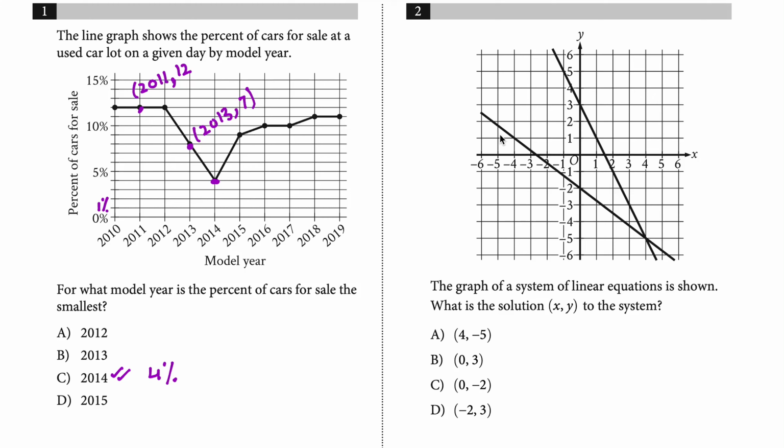Now let's come to question number 2. The graph of a system of linear equations is shown. Okay, when it says system of linear equations, that means there are 2 or more equations, but here we have 2. What is the solution of xy to the system? Now these are 2 lines. Okay, these are not lines because this is part of the graph, but these are lines for sure, right? So this is line 1.